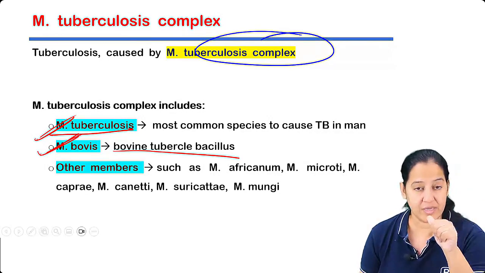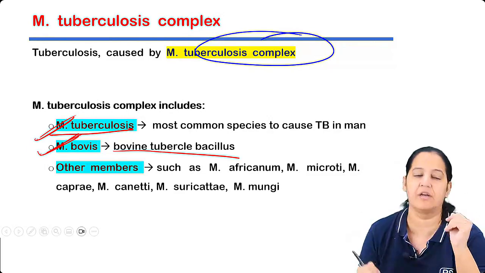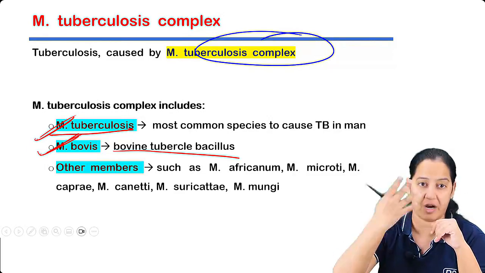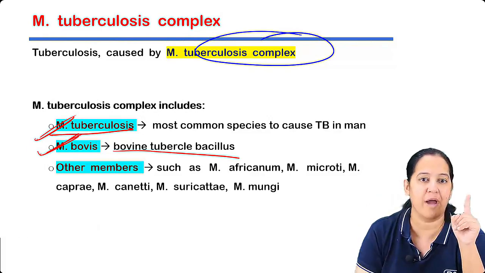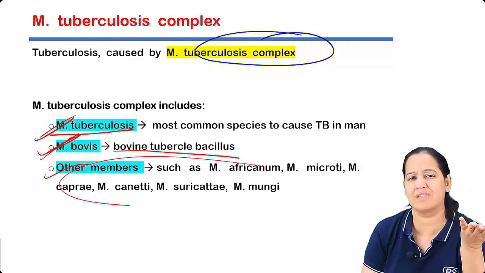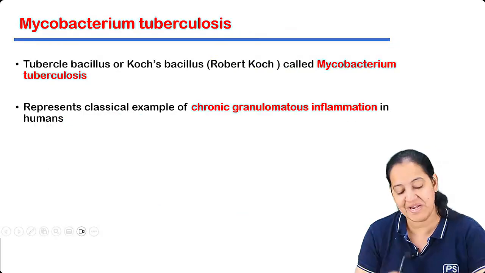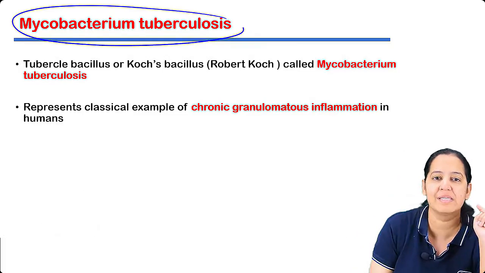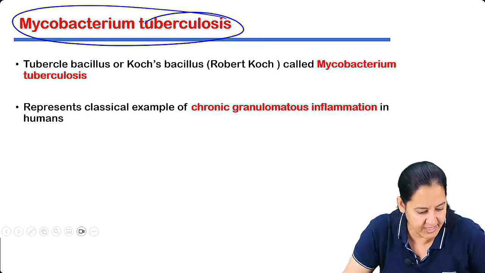And if someone is drinking the milk of such a cow or such a buffalo who is having TB, the person can have intestinal TB. Just suppose I am drinking the milk of a cow or a buffalo or any animal who is having TB, of mycobacterium bovis. So I can have intestinal TB. And in others there are many organisms. Don't learn the names. For us, the most important is mycobacterium tuberculosis. So let's start mycobacterium tuberculosis.